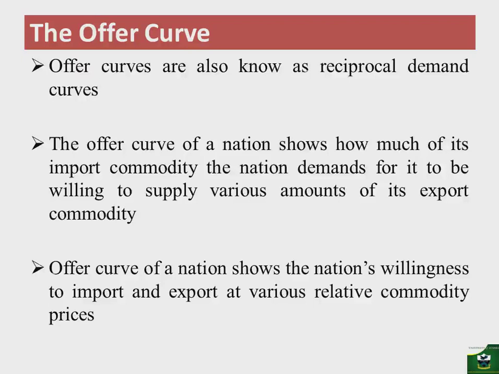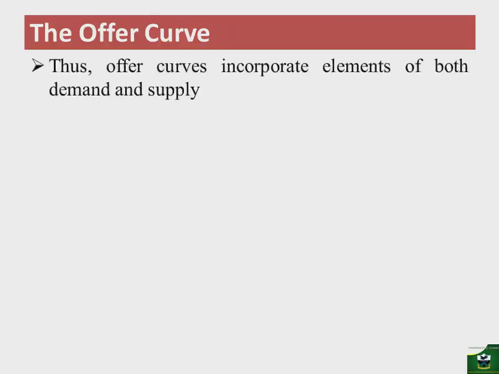Now, in simple analysis, offer curves incorporate both the element of demand and supply, because the nation will have to see how many units it can import and how many units it can export to other nations. And therefore, by importing, we are looking at the international demand side, and by exporting, we are looking at the supply side of the market.